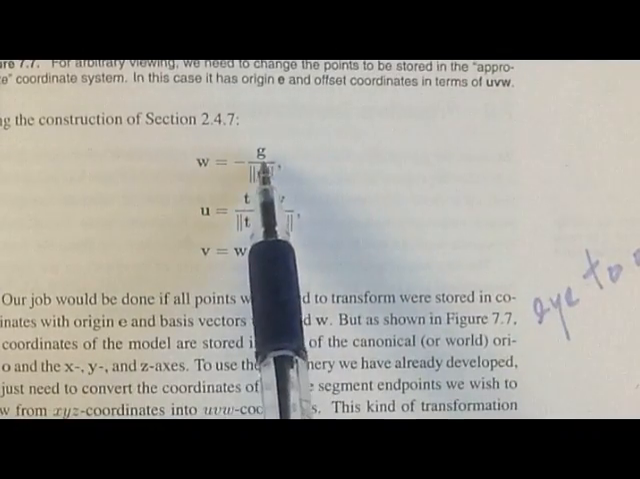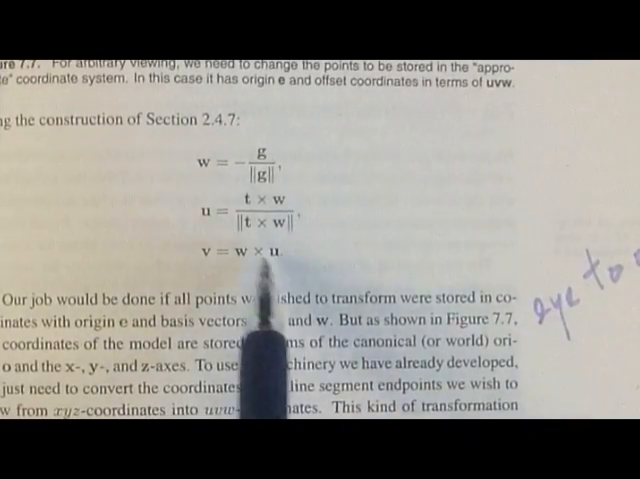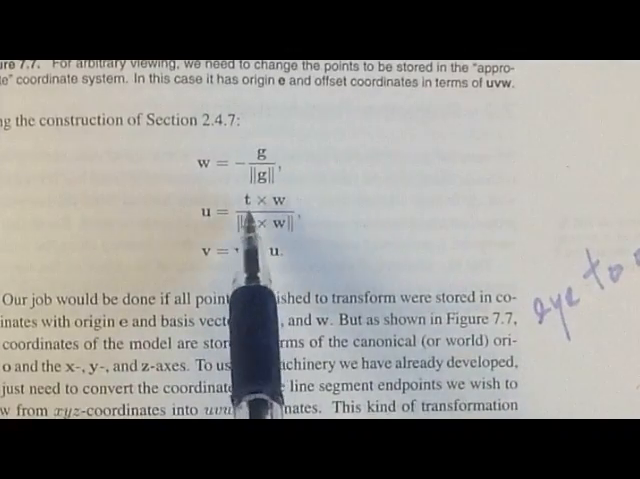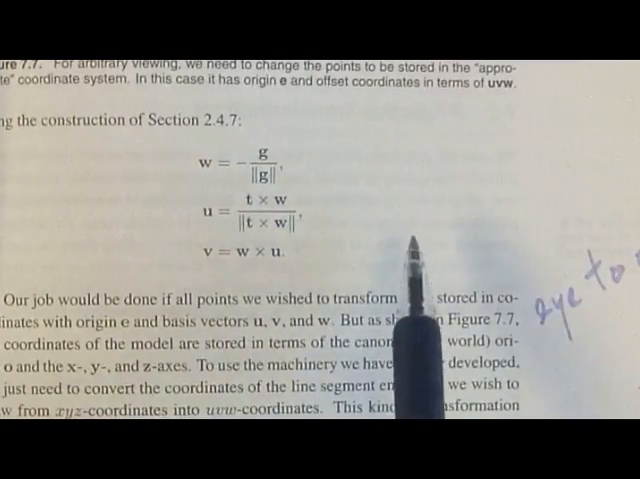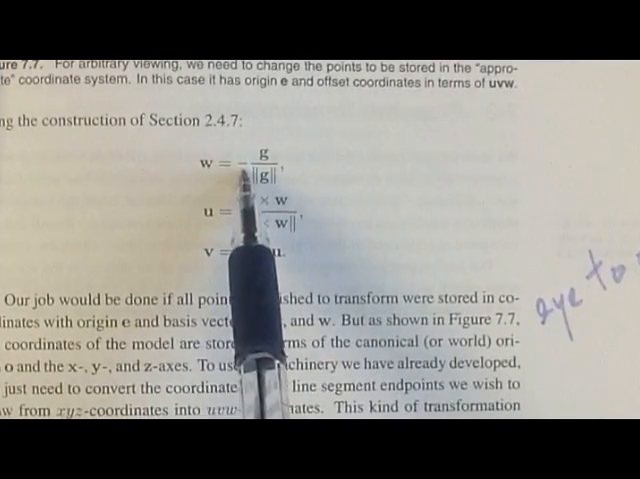These equations right here are the ones that you use to build the coordinate system. So the input is G, which is the gaze direction, and then the other input would be E, which is the eye position. Keep in mind that E is not used to build the coordinate system. E is just the anchor for the location of the coordinate system. And finally, the vector T is used to build the coordinate system for the camera. So the inputs are G and T, the outputs are W, U, and V. This little negative sign right here is where W becomes the opposite of the gaze direction.